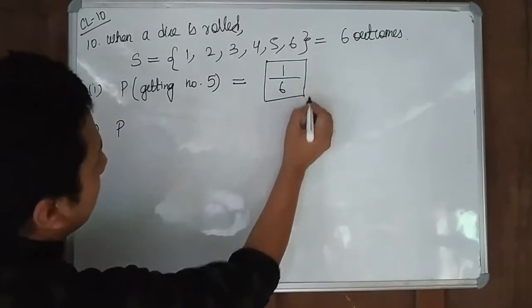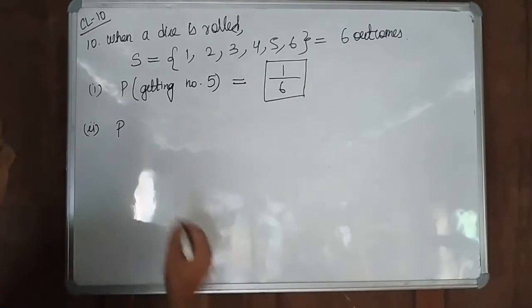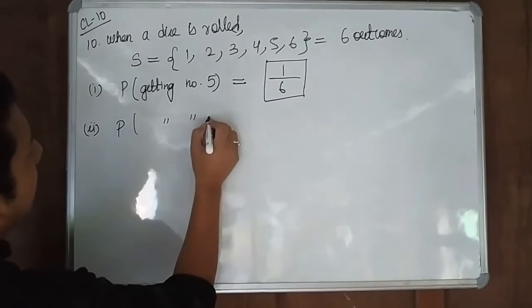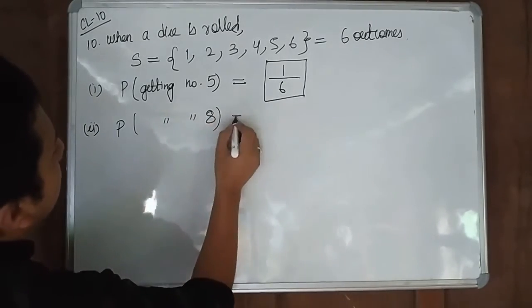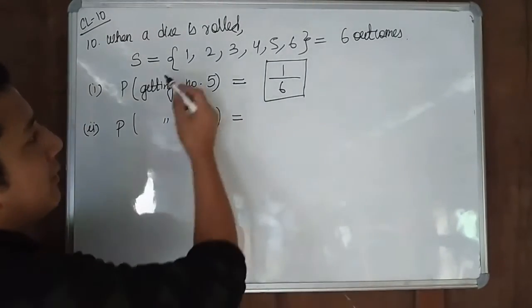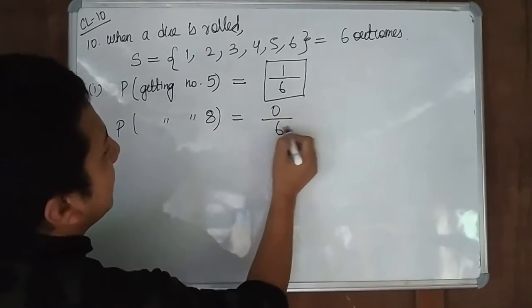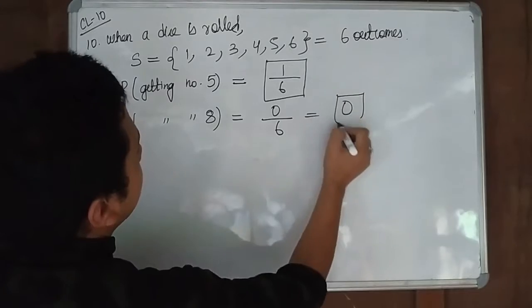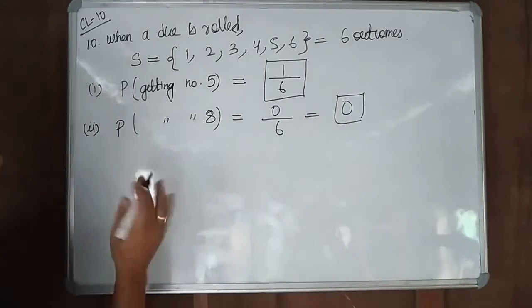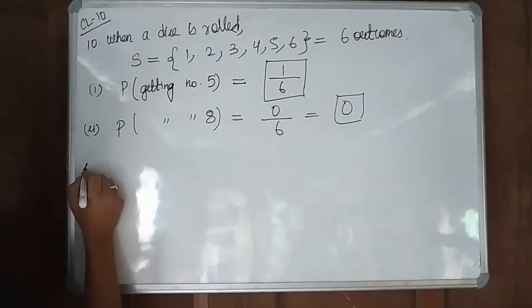Number 2. Probability of getting number 8. Right? First of all, there is no such number which has 8. So hence the probability will be 0 by 6, which will be 0. Okay? There is no chance of getting 8. Number 3, we move.